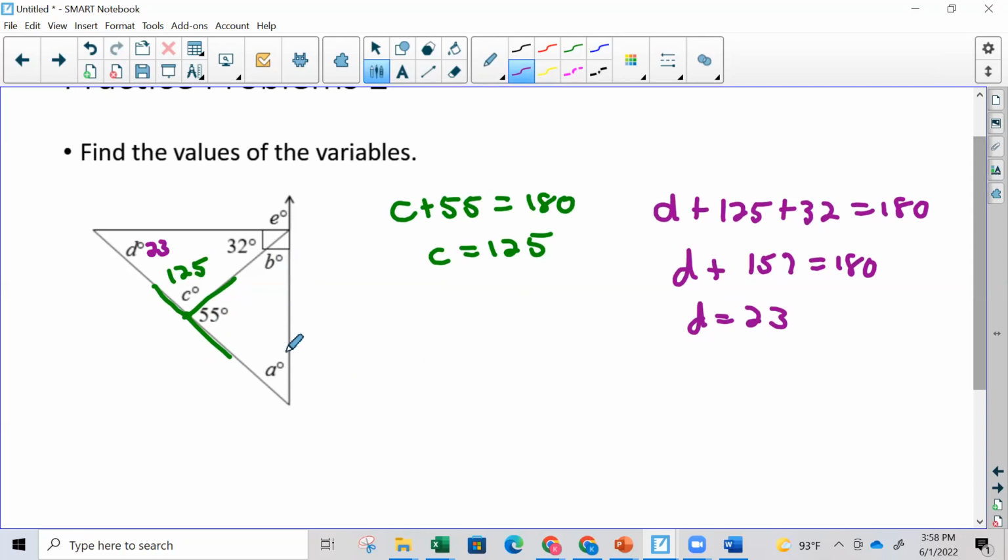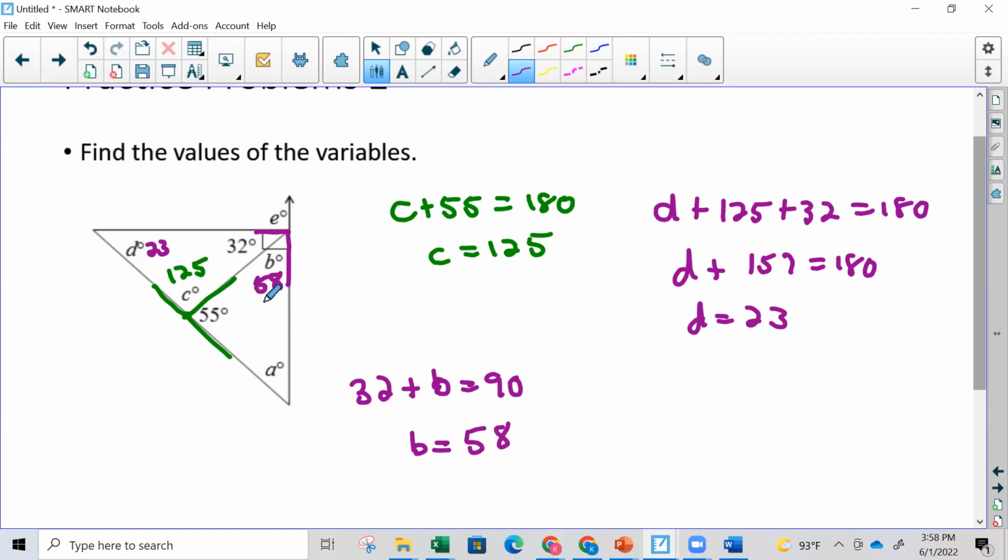So we need B and A, and E. If we look at B to start, I have this box. Remember, that means 90 degrees. And I know that the angle 32 and B together, so I can add them, and they have to equal 90. Or you can just do 90 minus 32, which is 58. So that would be B.